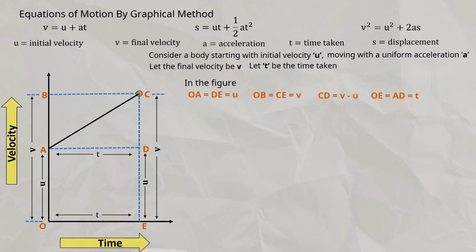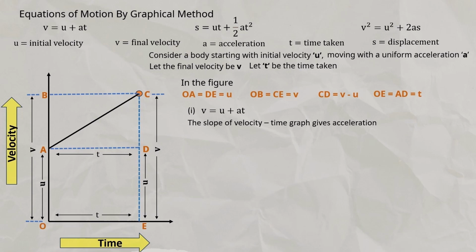Now, using this data, let us try to find the first equation, that is v is equal to u plus at. We know that the slope of the velocity time graph gives us acceleration. In other words, if I am able to find the slope of a velocity time graph, then I can easily find its acceleration. So, in order to find the acceleration for this graph, I have to find the slope of the line AC. And slope can be easily found by calculating the change in y-axis divided by the change in x-axis, that is CD by AD.